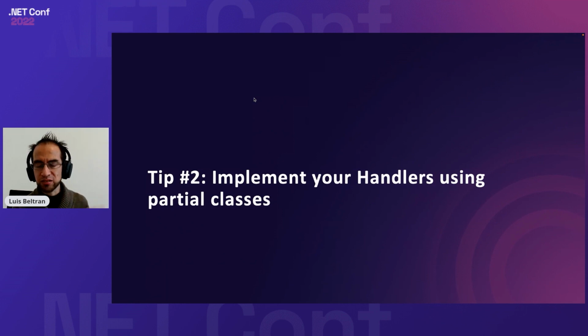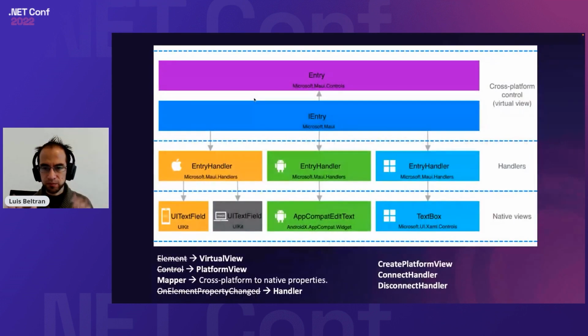So this is regarding platform-specific code. What happens if you want to, for example, implement a new control or modify the appearance of one of the views? Well, for that you will use handlers, and you can do it by using partial classes or also compiler directives. So I will recommend partial classes.